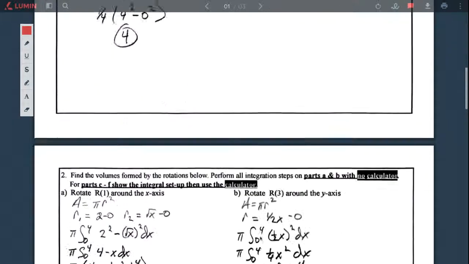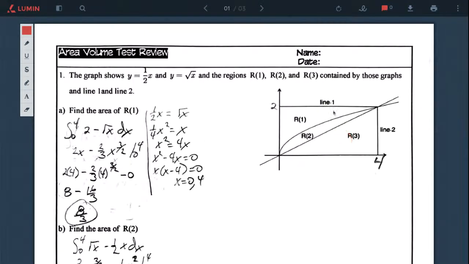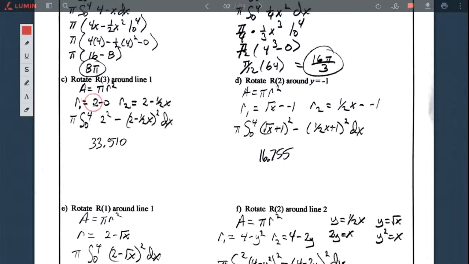So what's our region? R3. R3 is right here. So we're going to go 2 minus 0 for the first one, and 2 minus 1 half x for the second one. So R1 squared minus R2 squared. Got the pi out front, punching it in my calculator. The calculator I used gave me 33.510.